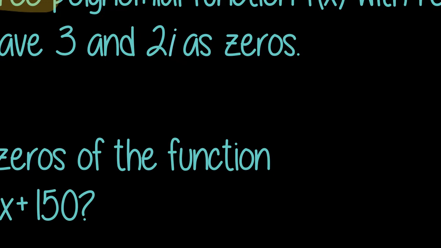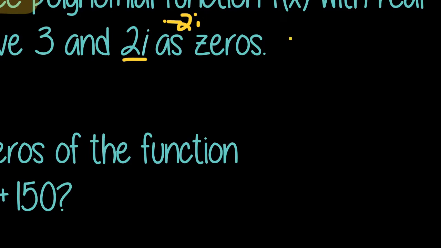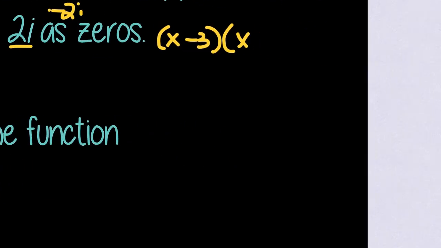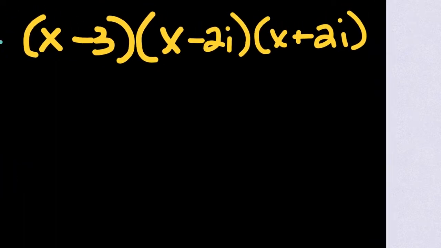So if 2i is one of your roots, and that's a complex number obviously, then the conjugate of that, which would be negative 2i, is also a root. So with that, my linear factors would be x minus 3, and then x minus 2i, and x plus 2i. And then I would distribute that out.